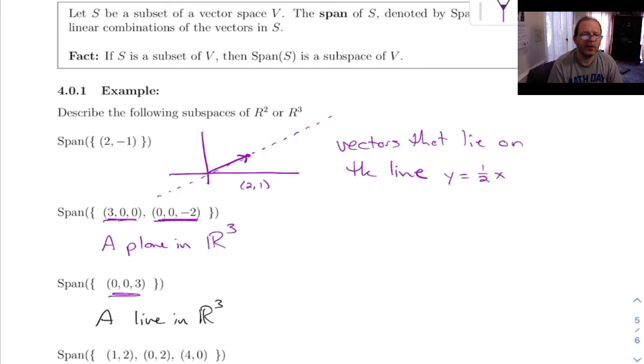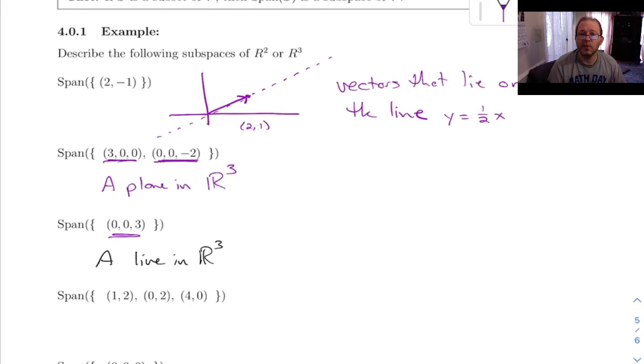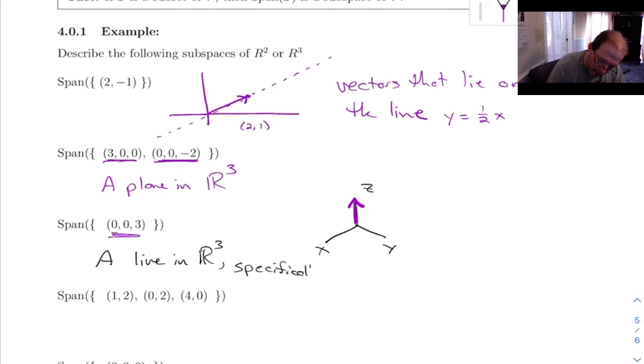Can we be more specific than that? In this case, yeah, it's easy to be more specific, because that vector just lies on the z-axis. If you look at this, you've got x, y, z. This is the vector (0, 0, 3), so it's going to be poking up this way. So you could say a line in R3, specifically the z-axis. So that's going to be everything along that z-axis, up and down.